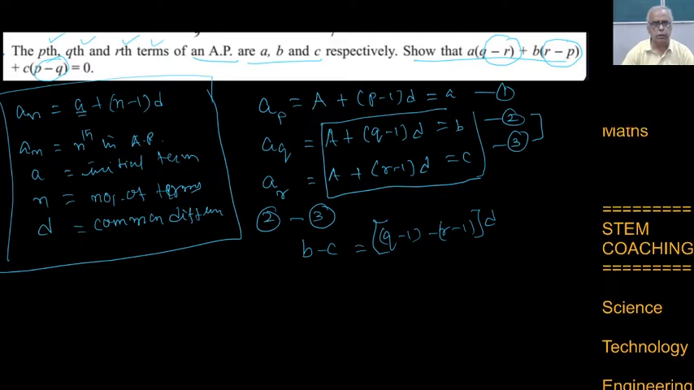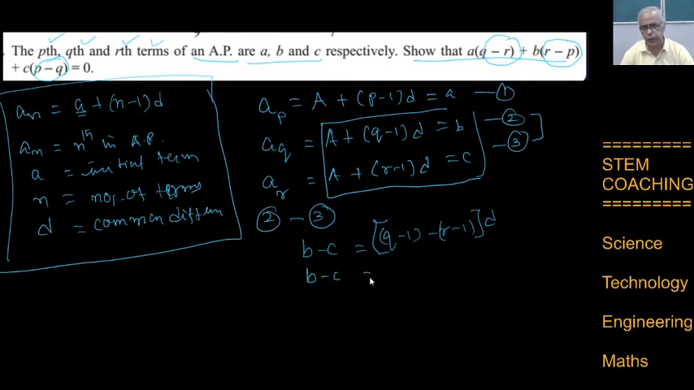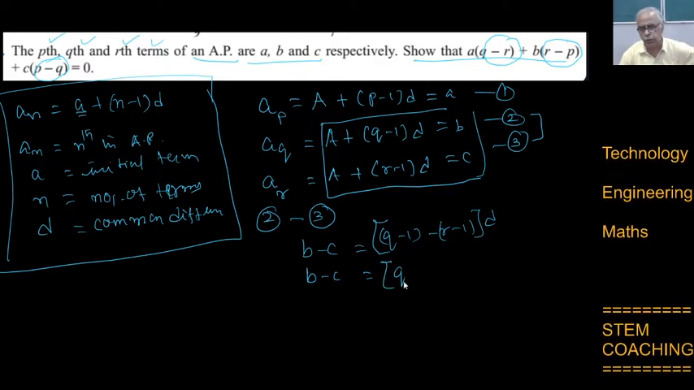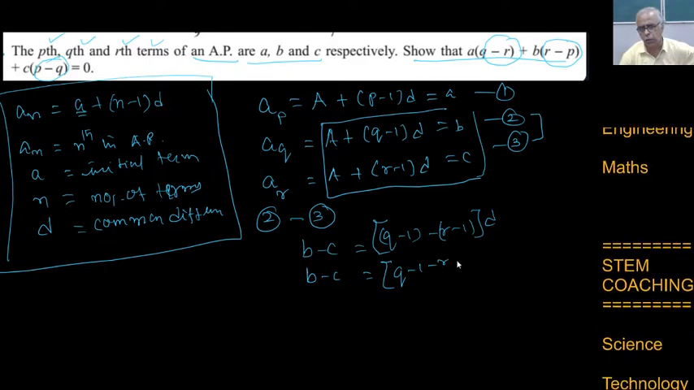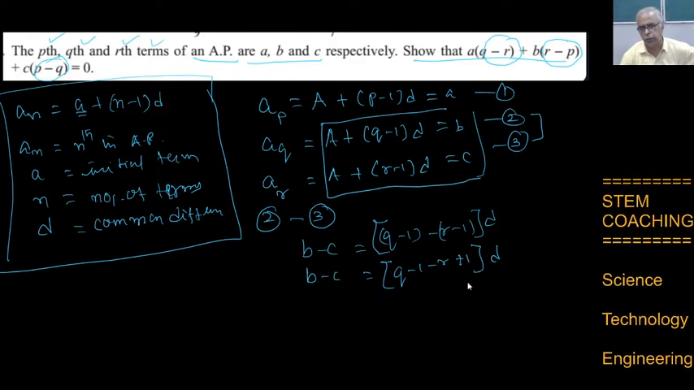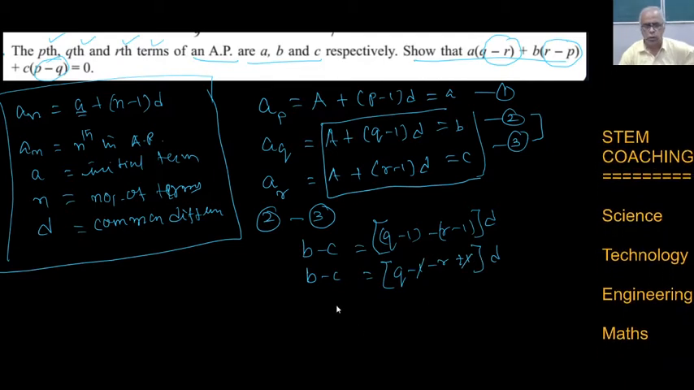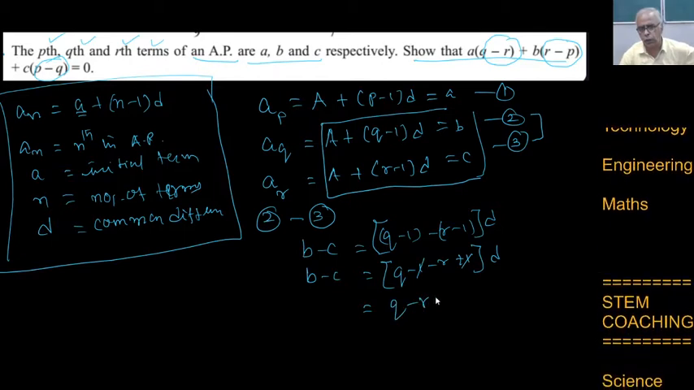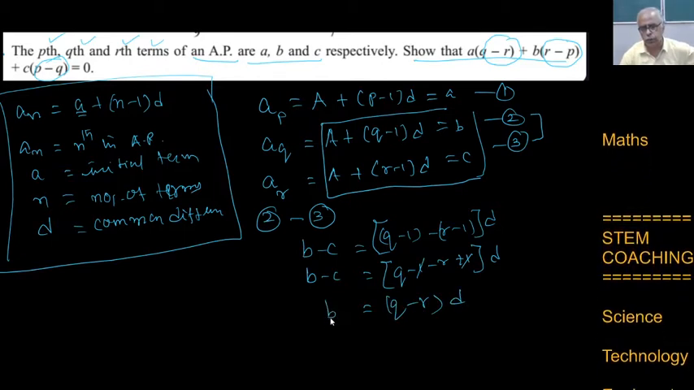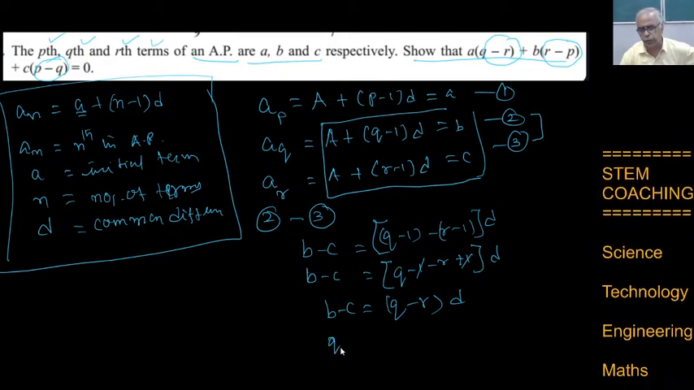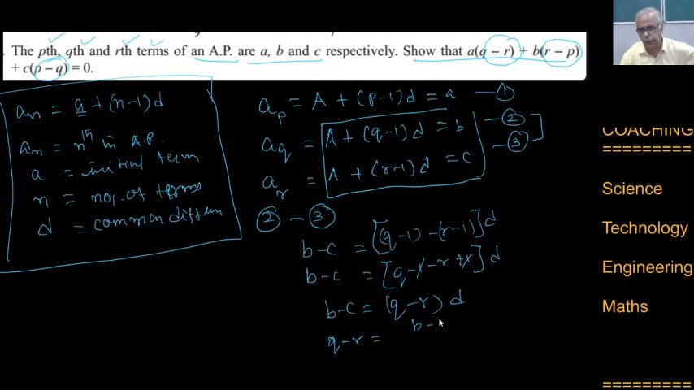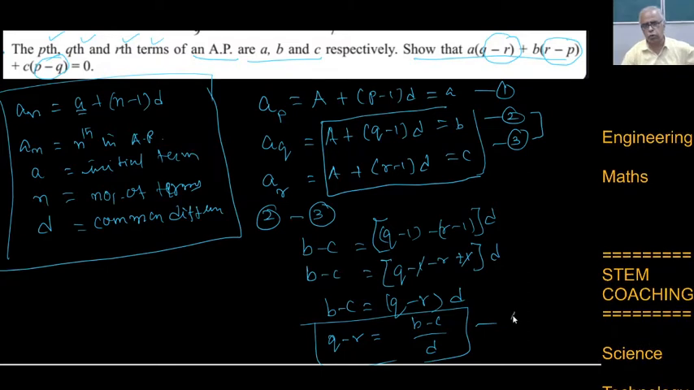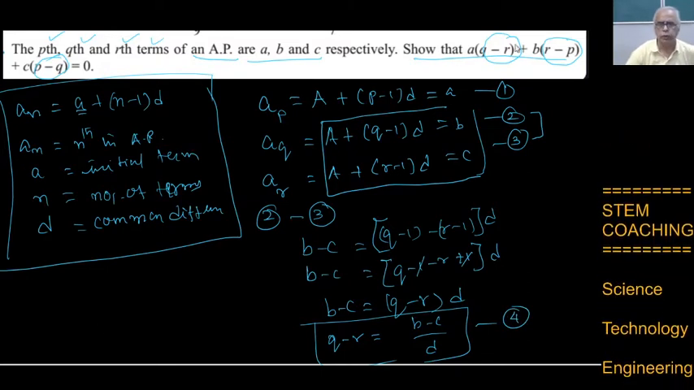Let us further reduce it. B − C is equal to, now you can expand it further: (Q − 1 − R + 1)d, where you can strike out minus 1 plus 1. Now you have (Q − R)d. From this we find Q − R = (B − C)/d. This is the very important equation that you can substitute. This is the fourth equation.